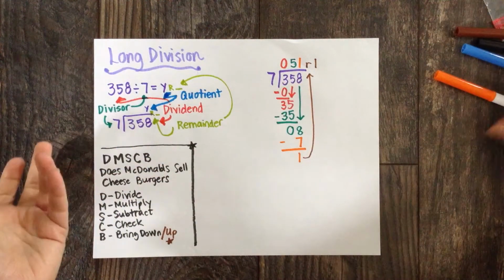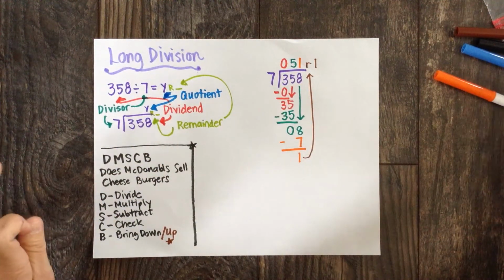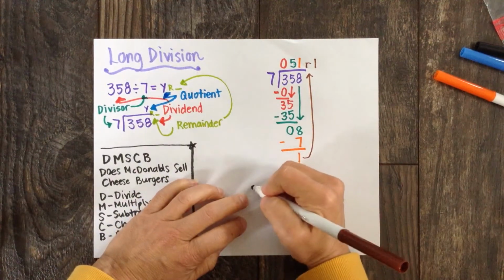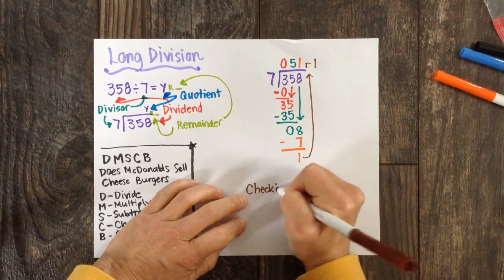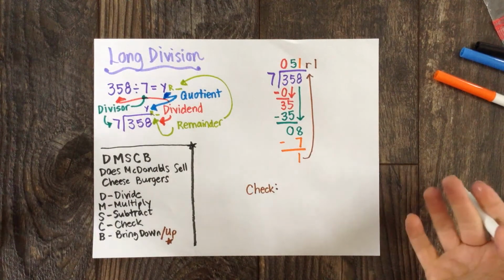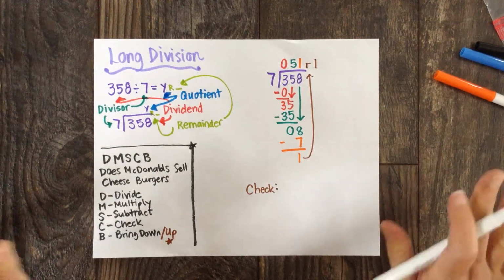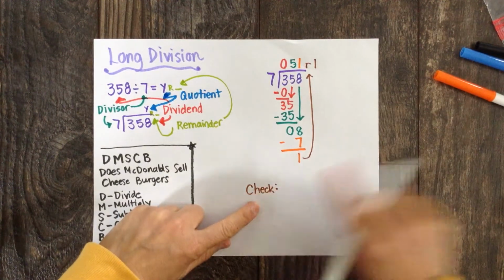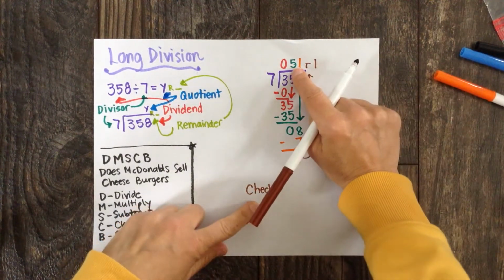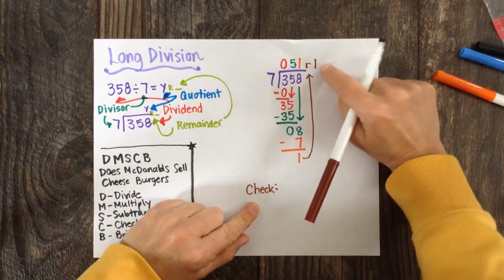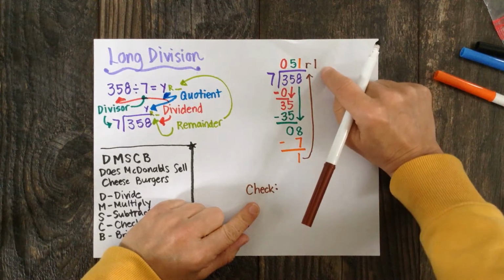Now I'm going to take a quick moment and do a little check. Does anybody know how to check it? We're going to check our answer here. Since the inverse of division is, that's right, multiplication, we can multiply our quotient times our divisor to see if we can get this dividend. We have to remember that we're going to have to add in that remainder later.